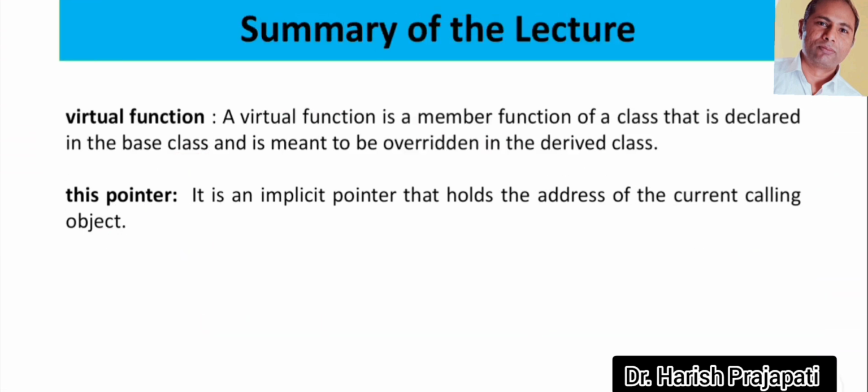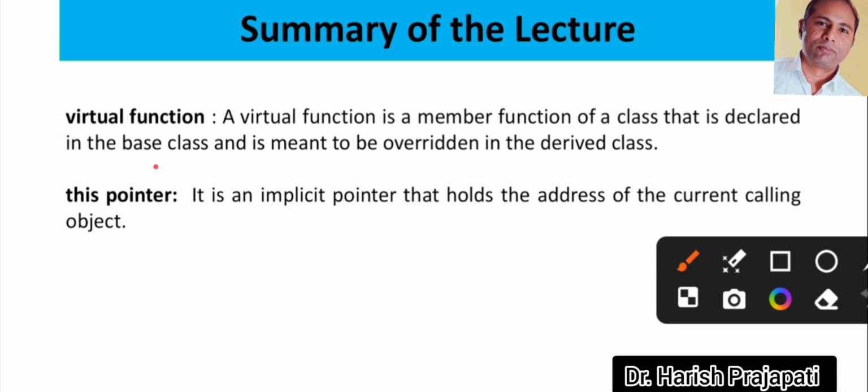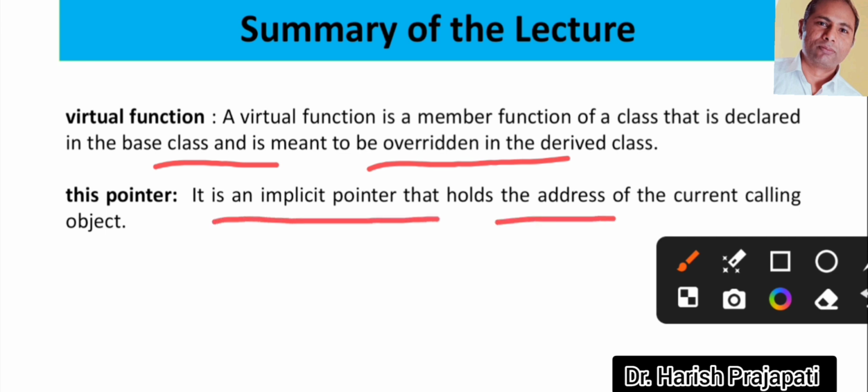In today's lecture we have seen the virtual function. What is a virtual function? A virtual function is a member function of the class that is declared in the base class. It is meant to be overridden in the derived class. Means if the function is repeated again in the derived class, for that we use the virtual keyword. What is this pointer? It is an implicit pointer that holds the address of the current calling object.